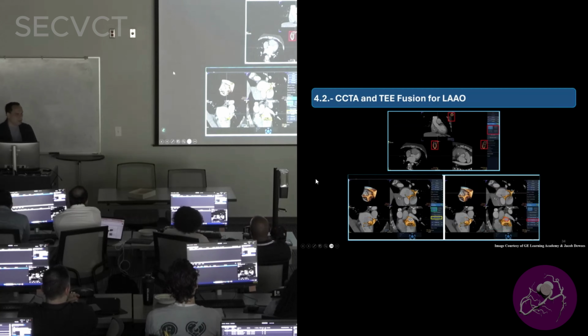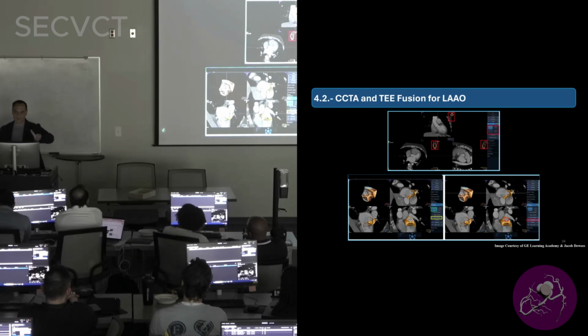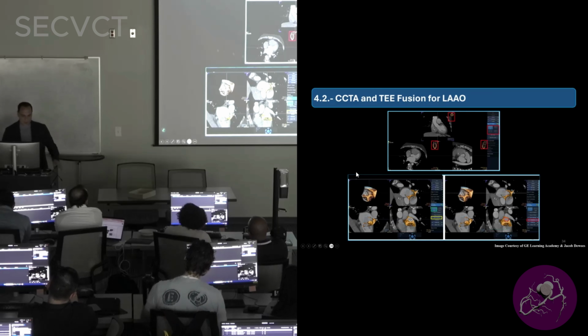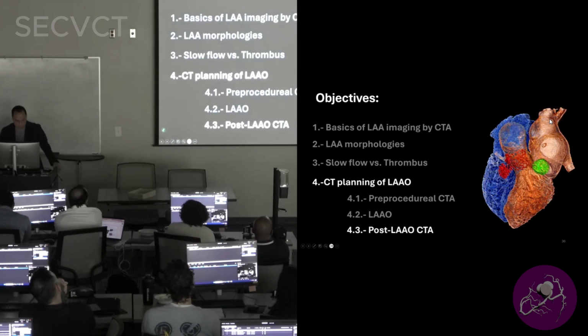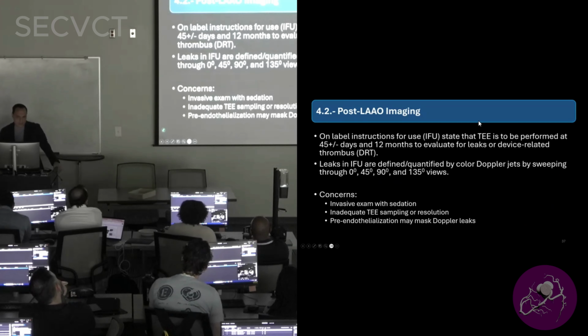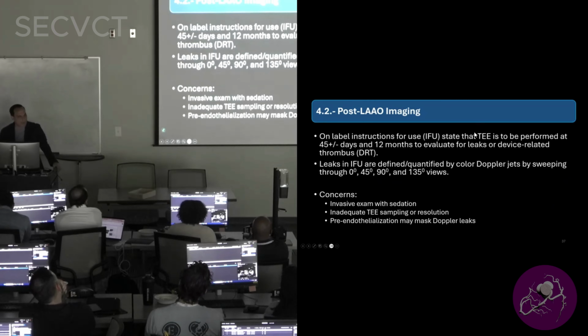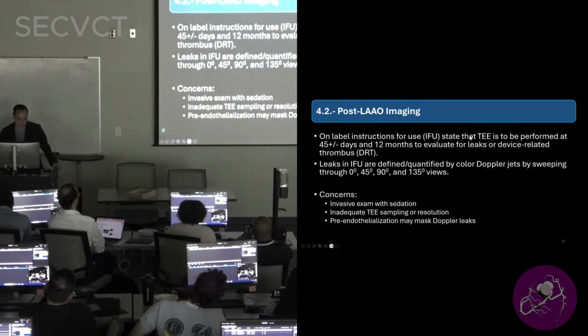But you can take it a step further, and this is something I've done for challenging cases. On my echo machine, I merge the CT with the live echo, and it allows better orientation. It allows optimization of angles as we had planned them. And it also helps you in cases that you need further guidance because of complex anatomy.